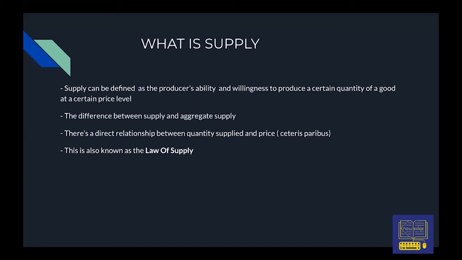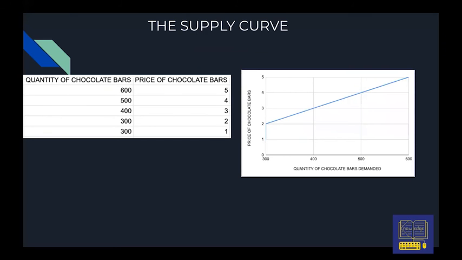Unlike the law of demand, the law of supply states that there is a direct relationship between quantity supplied and price. On the left, we have a supply schedule, from which we can see that as the price of chocolate bars is reducing, the quantity of chocolate bars produced is also reducing. And this can be proven by the graph, which shows a direct relationship between these two variables. As the price of chocolate bars is increasing, so is the quantity of chocolate bars produced.